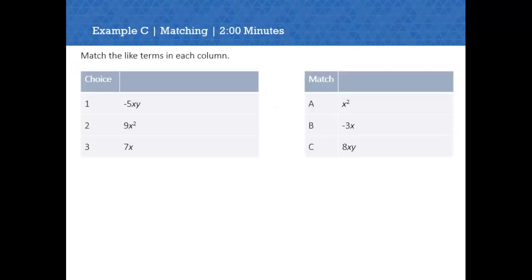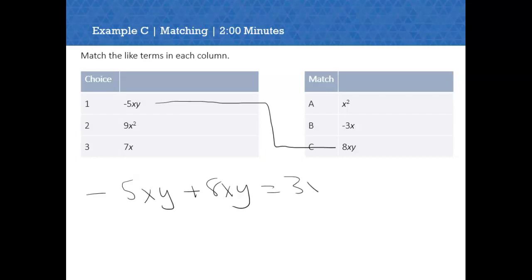Let's switch to like terms. We need to match the like terms from this column to this column. So negative 5xy and 8xy go together because they both have an x and a y. So these are like terms, and we could combine these. What is negative 5xy and a positive 8xy? This would be 3xy. So you want to make sure you keep the variables in there.